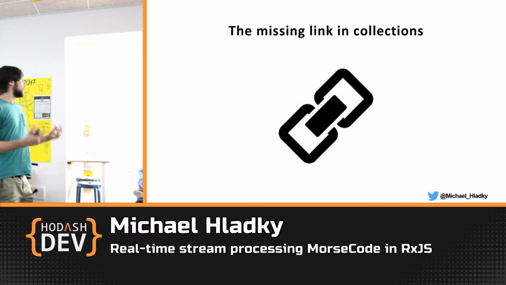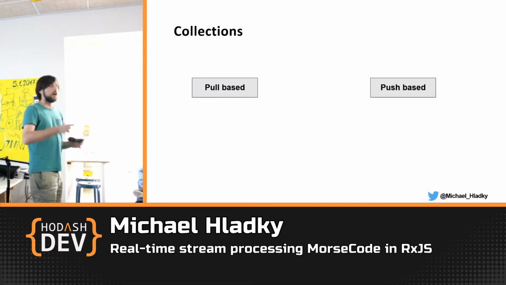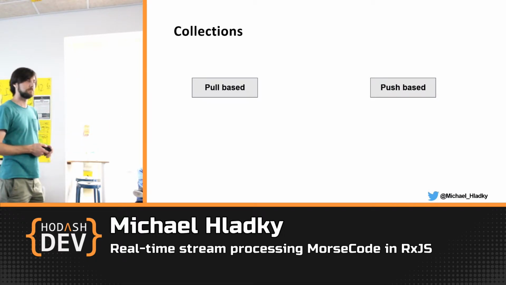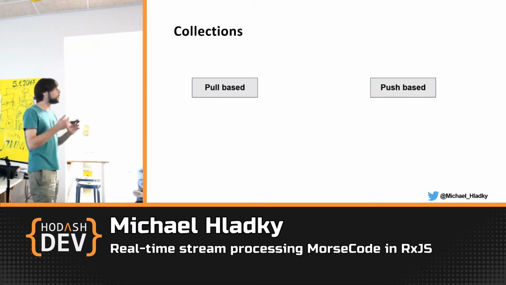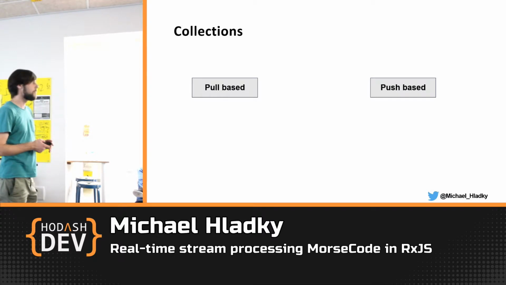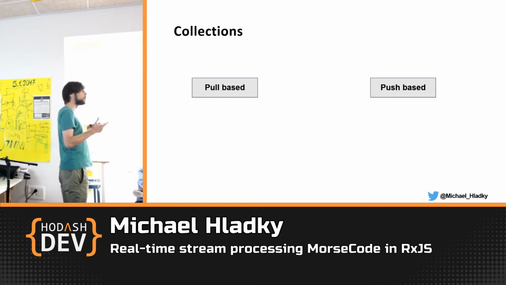Let's talk about collections in general. And we have push-based collections and pull-based collections. Can somebody name me an example in JavaScript for pull-based collections? Any idea? Array. An array is a very good example for a pull-based collection.